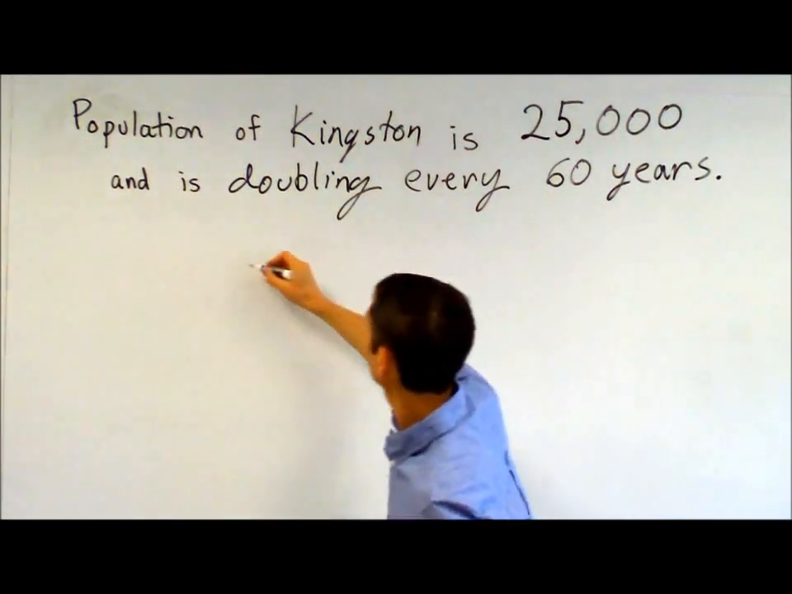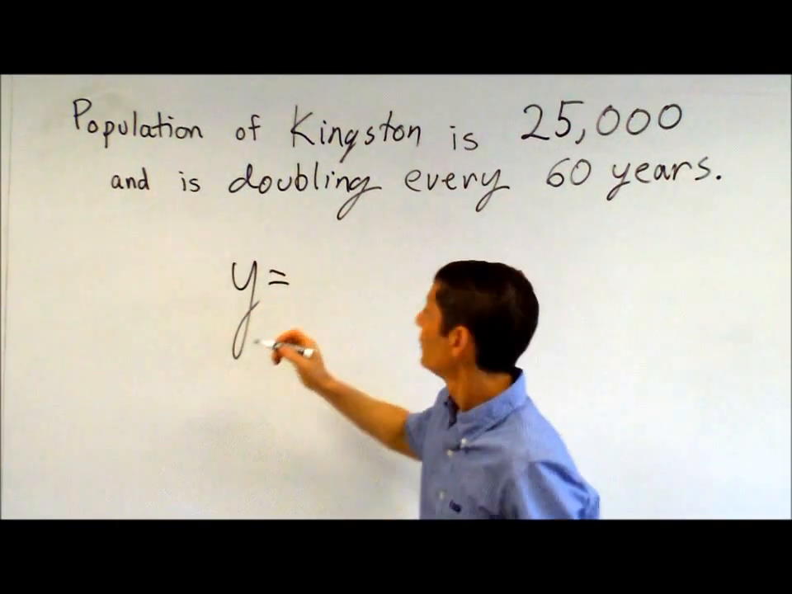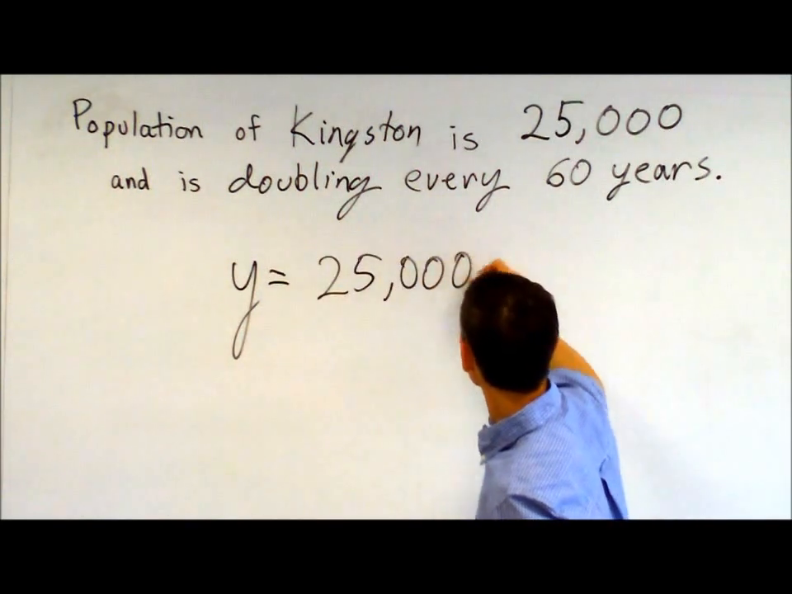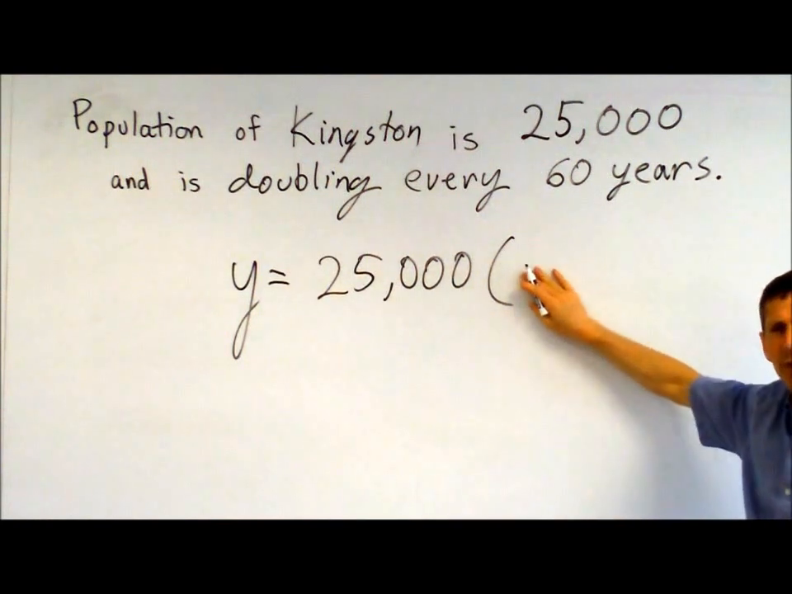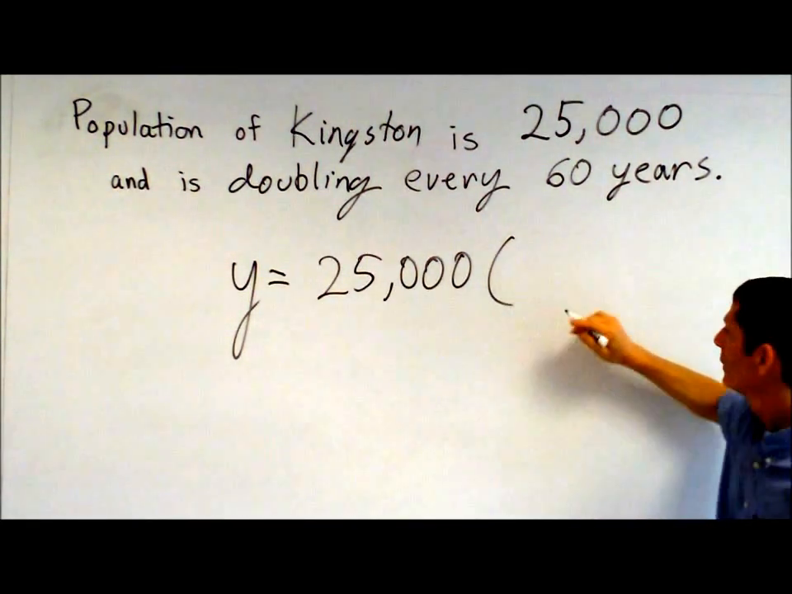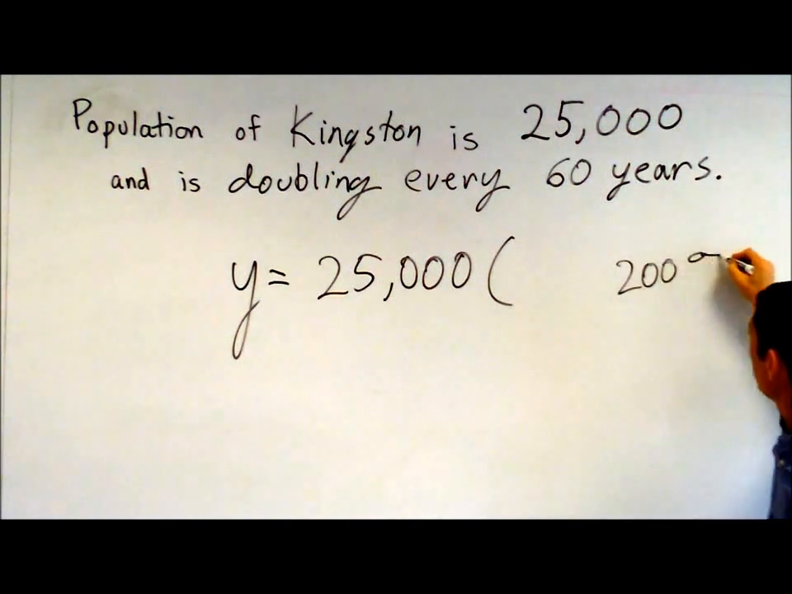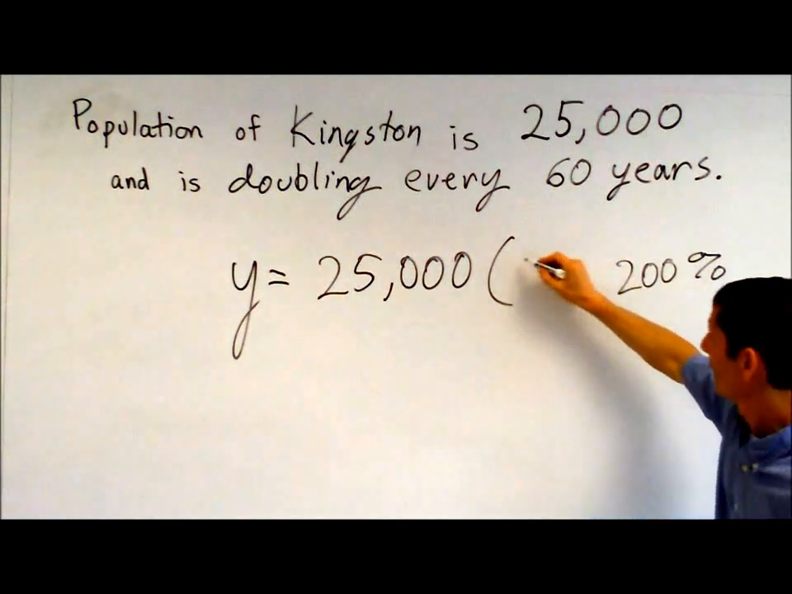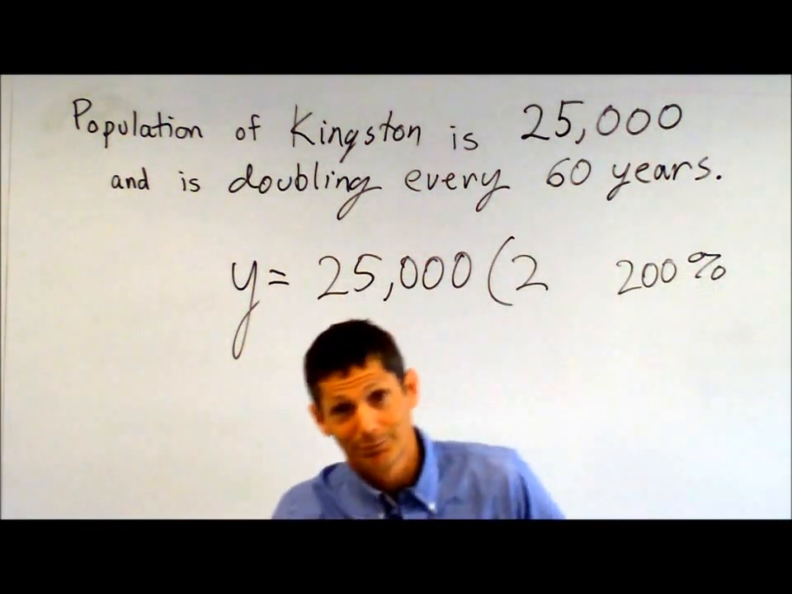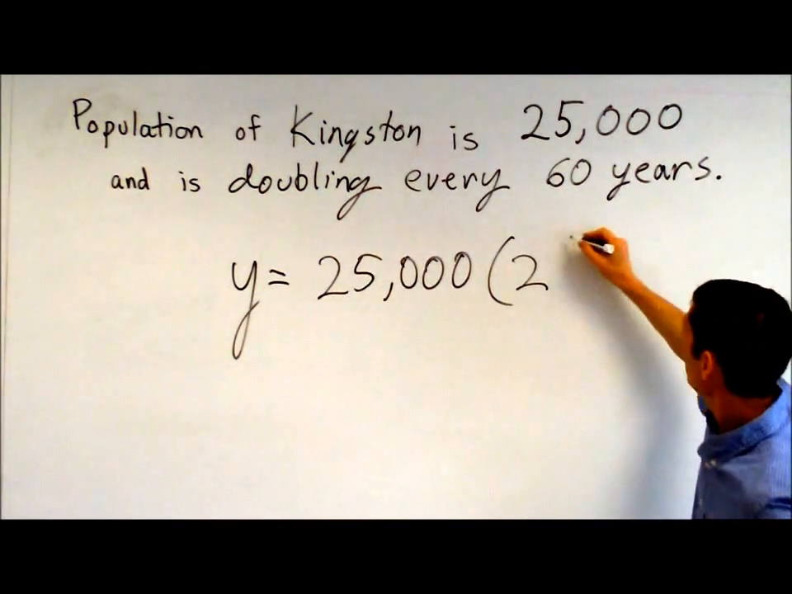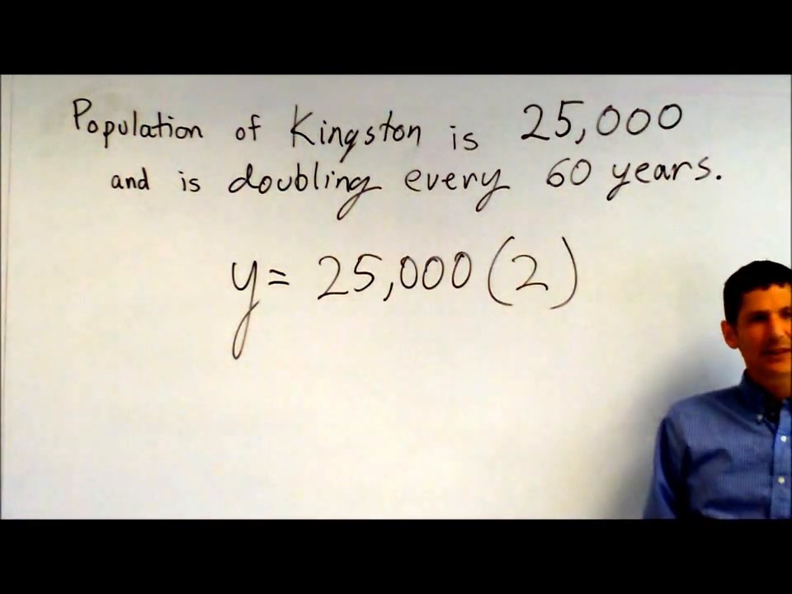Alright, okay, how that works. So I know how to start this. The current population is 25,000. And it's doubling. Well, that means they're going to have 200%. So as a decimal, 200%, move it over 2 places. I think that's going to be a 2. I'm pretty sure, which makes sense when you're doubling: times 2. So they're doubling every 60 years.